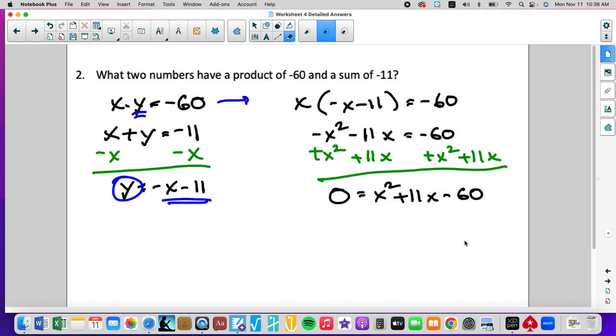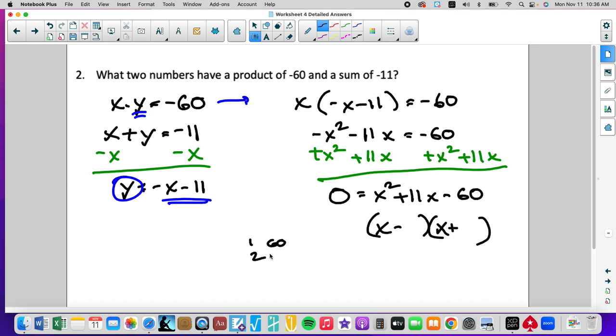This time our signs are going to be different, because that's the only way you can get a negative in this third term. So we need factors of 60. One's going to be positive, one's going to be negative. Factors of 60 that when subtracted equal 11. We have 1 and 60, 2 and 30, 3 and 20, 4 and 15. If we subtract them, that equals 11. So it's going to be 4 and 15. The bigger is going to be positive. So 15 is positive, 4 is negative.